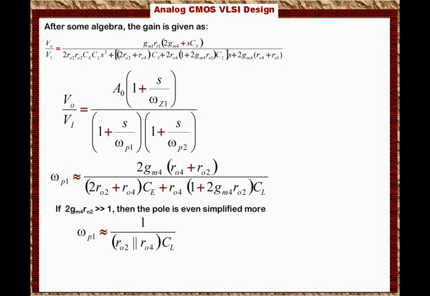And we can also see that omega P2, which is the second pole, will equal GM4 over CE, and the 0, omega Z1, approximately will equal 2 times GM4 over CE. Finally, the gain A0 is given as GM2 times RO4 in parallel with RO2.